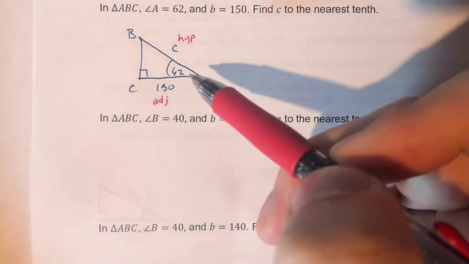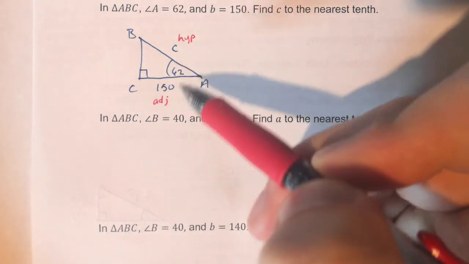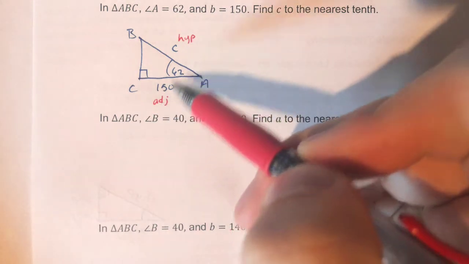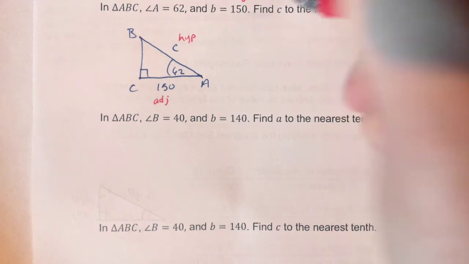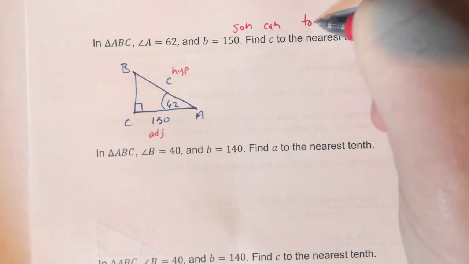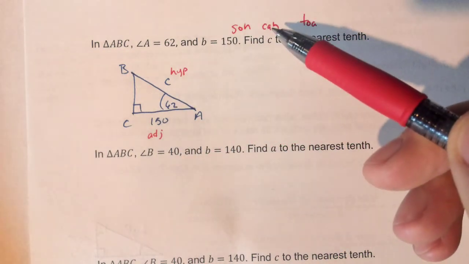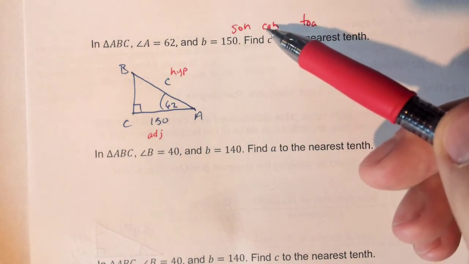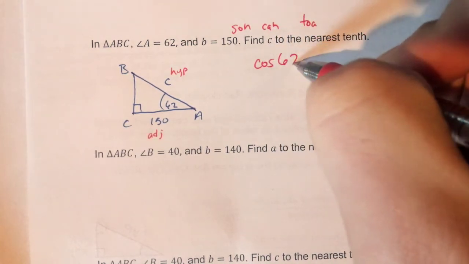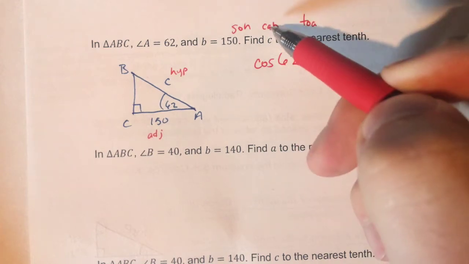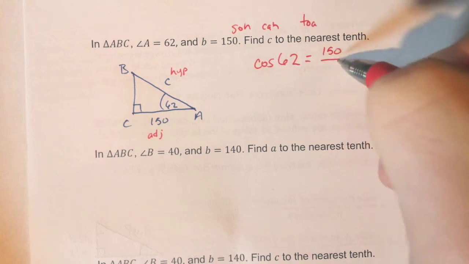So then your formula again is trig function of your angle equals whatever the trig function is. So which trig function uses adjacent and hypotenuse? So you think of SOH, CAH, TOA. Which trig function uses adjacent and hypotenuse? You see it right there, A and H, adjacent and hypotenuse. So that's C for cosine. So it's going to be the cosine of our angle, 62, equals cosine is adjacent over hypotenuse. So that would be 150 over C.